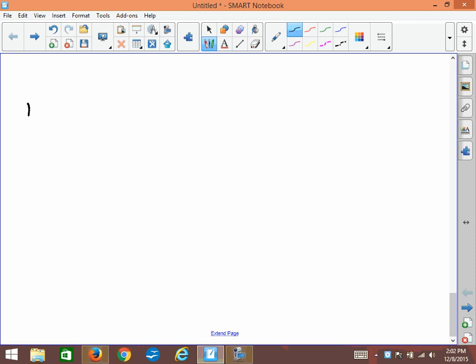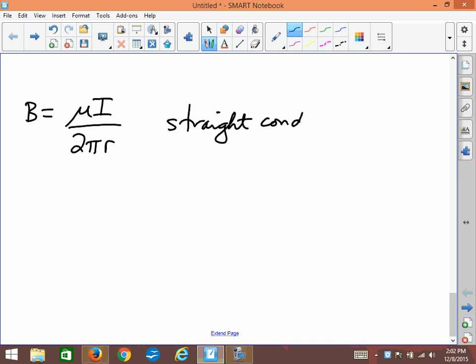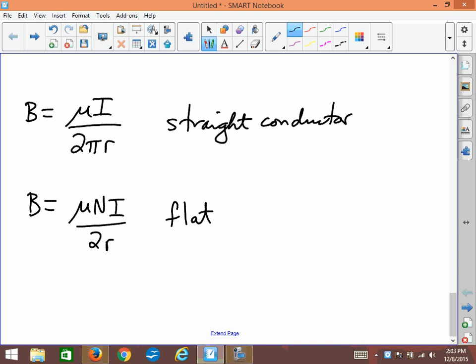So now, to summarize, you have three ways to calculate the magnetic field strength. You have a straight conductor, mu I over 2 pi r. This is for a straight piece of wire, right? Or you could use B equals mu N I over 2r, and this would be the one you would use for a flat coil, where the radius is more important than the length.